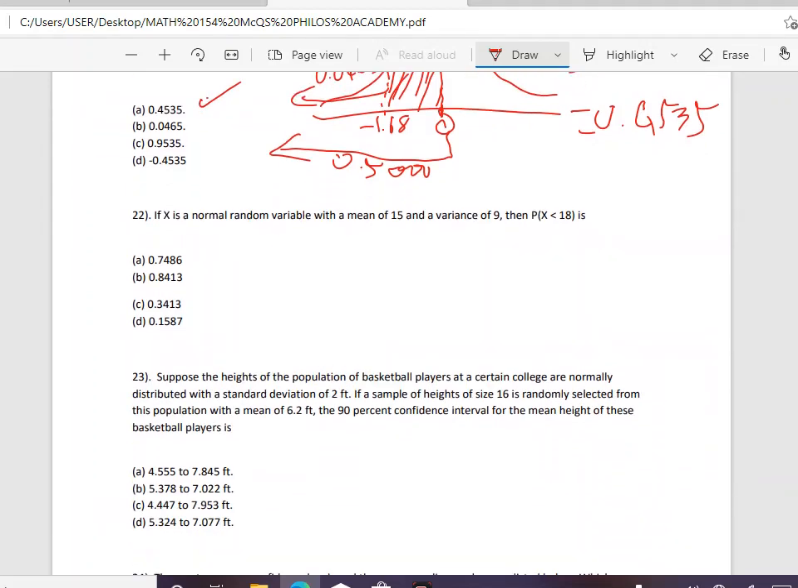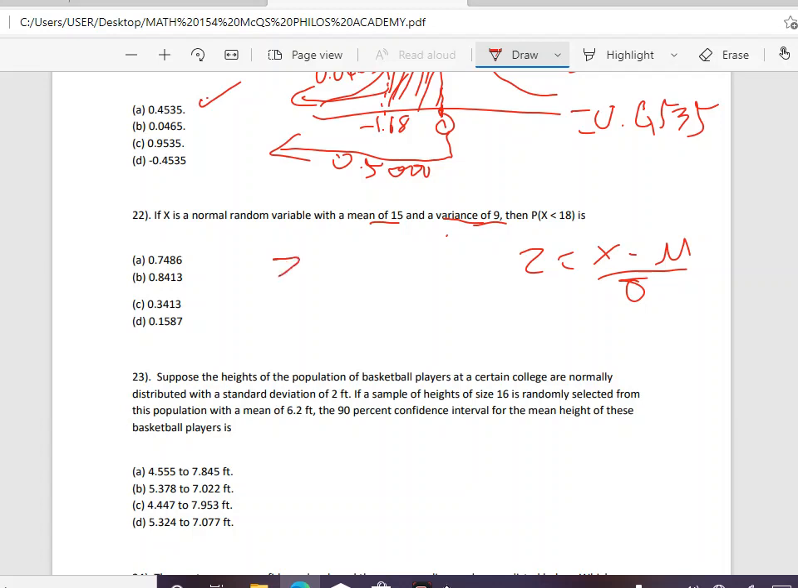Question 22. If x is a normal random variable with a mean of 15 and a variance of 9, then the probability that x is less than 18 is... So we've been given a mean and a variance, isn't it? And you remember the formula for z is x minus mean divided by standard deviation. But we've been given a variance. Remember, to convert a variance to a standard deviation, take the square root of the variance.